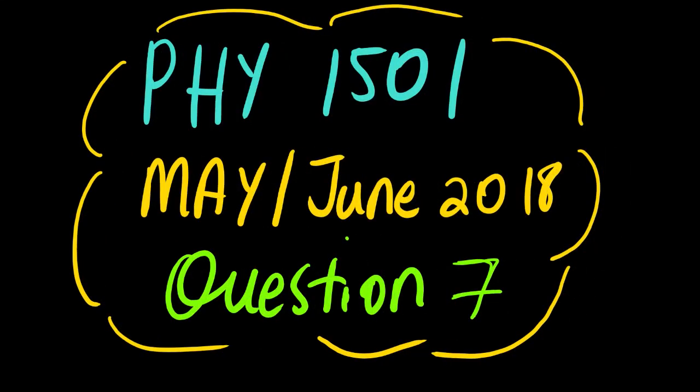Today's lesson video is based on Physics 1501, Elementary Mechanics. This is May-June 2018. We are going to focus on question 7 of the second paper. Remember, we had the first paper and the second paper. This one is question 7 of the first paper. Let us start.